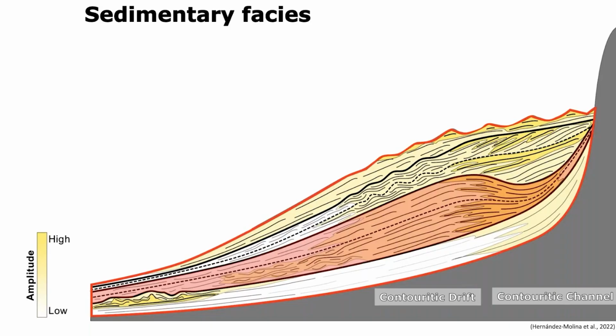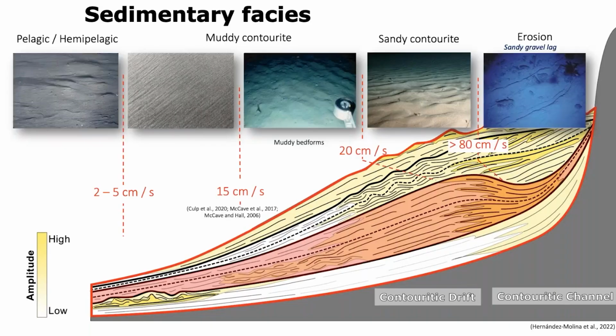In terms of sedimentary phases, there is a great variety of phases, depending on the velocity associated to the bottom currents. Here you can see in red the threshold velocities from hemipelagic to muddy contourites, or from muddy contourites to sandy contourites, and then with more than 80 centimeters per second, the possibility to have erosion in the seafloor.